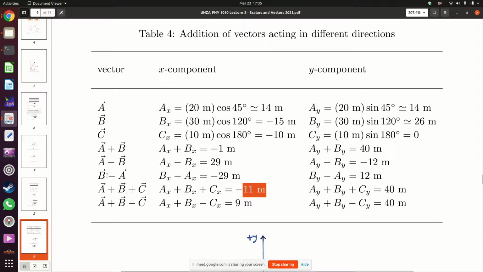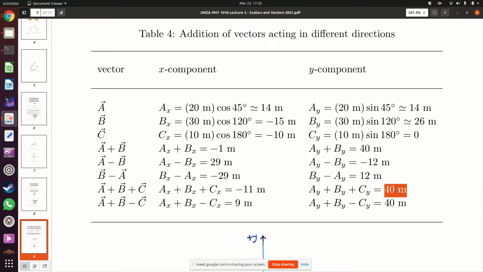The y component of this a plus b plus c, we get that by adding ay plus by plus cy. We know ay is 14 meters, by is 26 meters, cy is 0 meters. So 14 meters plus 26 meters plus 0 meters, you get yourself 40 meters. So the y component of this vector a plus b plus c is 40 meters. Are we clear?